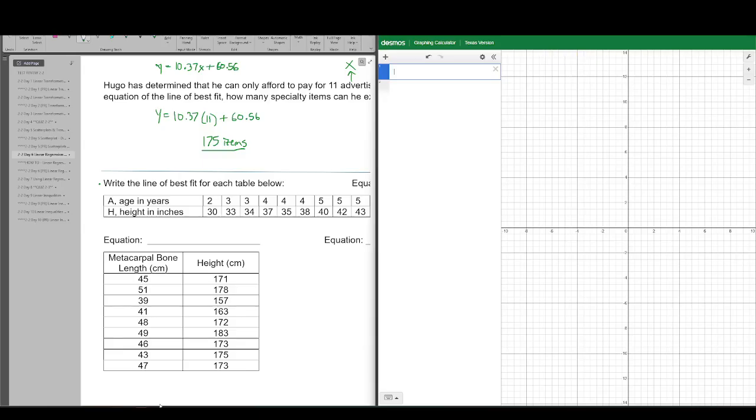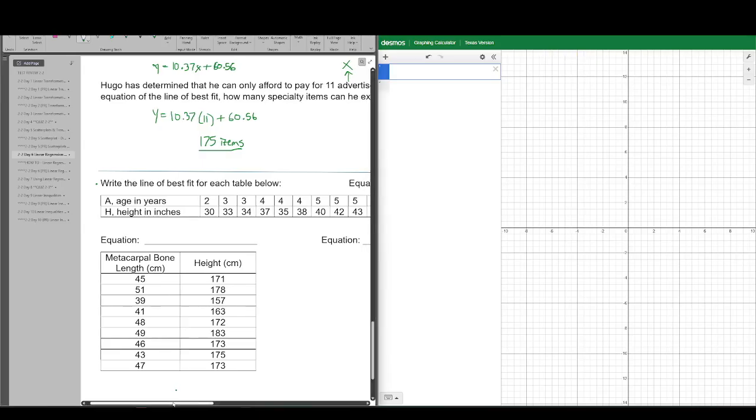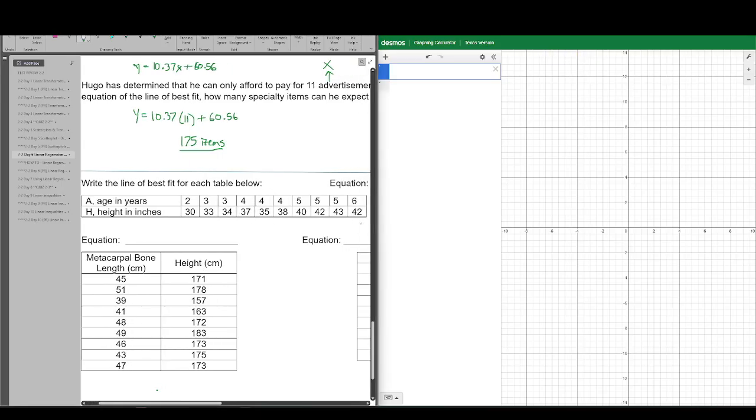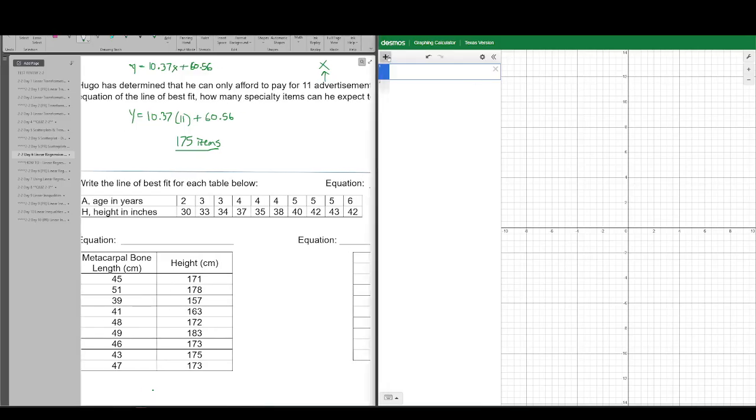I'm going to go ahead and do one more example. If you're not feeling comfortable, I'm going to do this horizontal table with age and height, and we're going to find the equation and the correlation coefficient for that one. So yeah, we're going to do a new table. Our x values are 2, 3, 3, 4, 4, 4, 5, 5, 5, 6. And our y values are 30, 33, 34, 37, 35, 38, 40, 42, 43, 42.